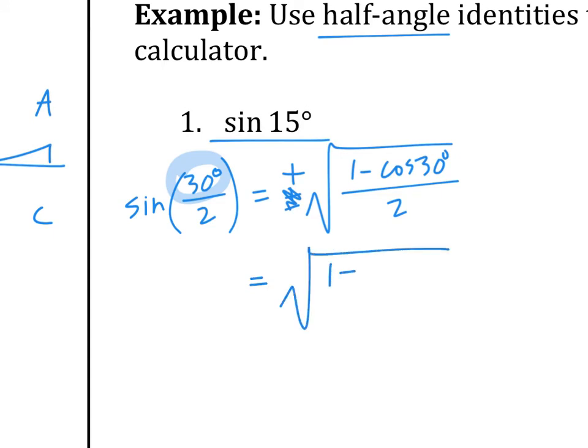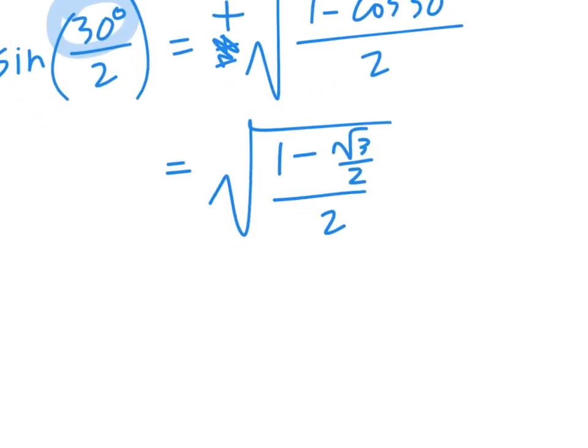1 minus. What is cosine 30 degrees? Root 3 over 2? Yes. Okay, this now becomes an algebra problem. How do I simplify this complicated fraction? First do the top, then divide. Yes, not the fastest way. Let's try a faster way. Get rid of the fraction.